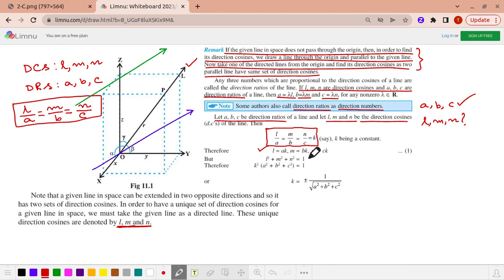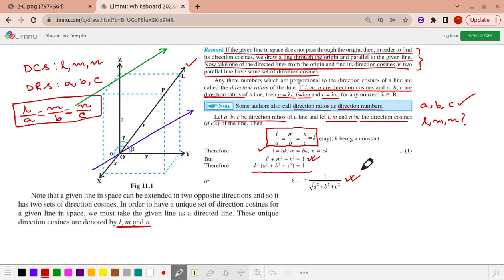Now L square plus M square plus N square equal to 1, that is a very important relationship, and I will explain the proof after some time, how L square plus M square plus N square equals 1. I will prove it, but let's assume for the time being that L square plus M square plus N square equal to 1. Then what we will get? K square into A square plus B square plus C square equal to 1. And from there we get the value of K as plus minus 1 by square root of A square plus B square plus C square.